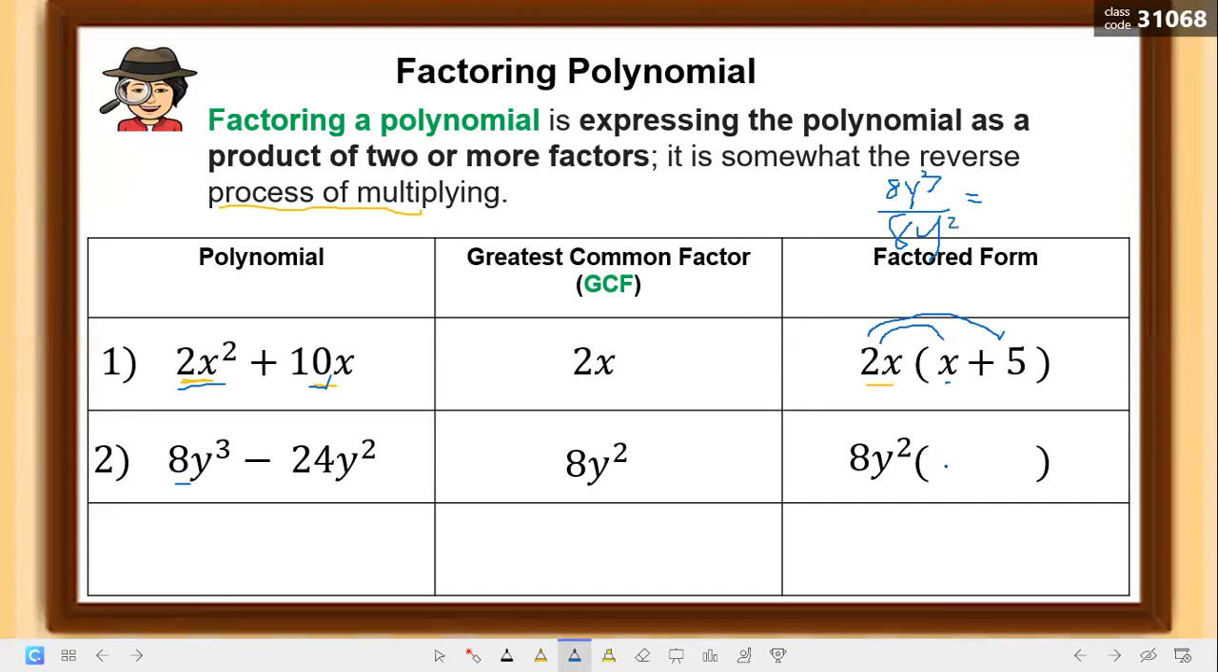Balikan natin. Sige, Sarina. Y po. Y na lang. Okay, very good. Kasi di ba, cancel na po yung 8. Cancel yung y square. Kaya since eto, remember, y cube, y square. Kasi remember, y 3 minus 2. Kaya magiging y na lang po yan. Okay? Kaya sulat mo yung y dito. Then, second term tayo.